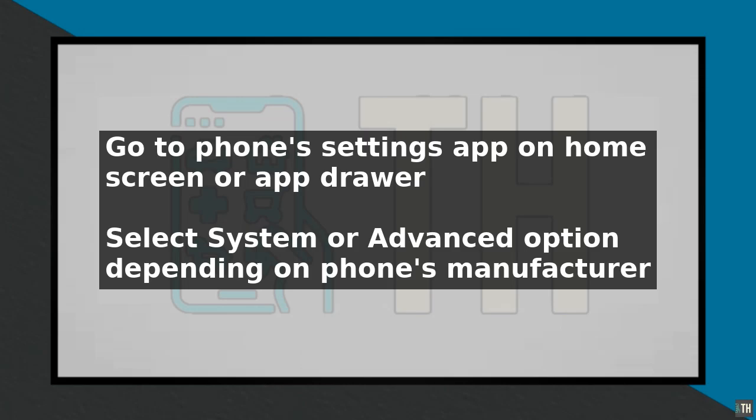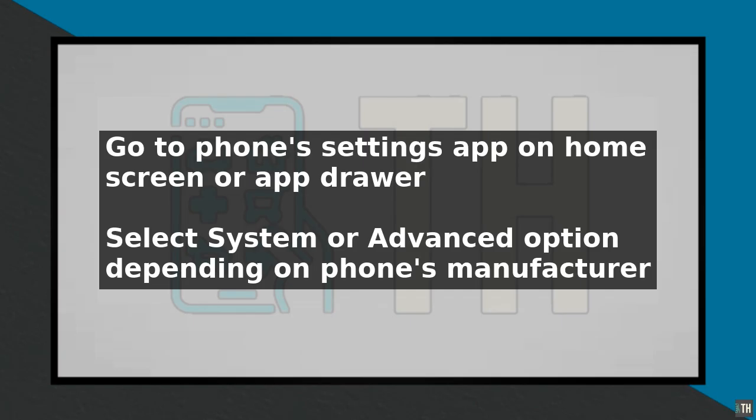You may need to scroll down to find this option, as it is often located at the bottom of the page. Once you are in the Reset Options page, select the option that says Reset All Settings or Reset Settings. This will bring up a warning message that explains what will happen when you reset all settings. Read the message carefully and make sure you understand what you are about to do.